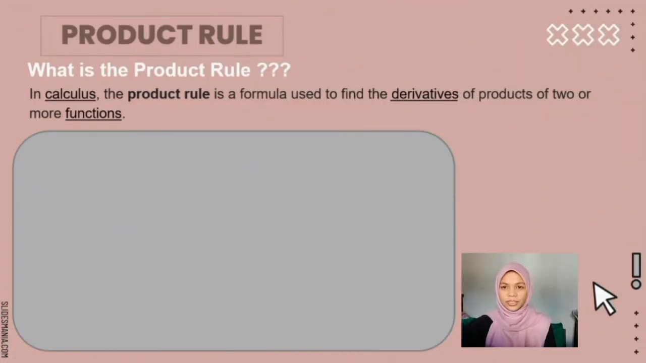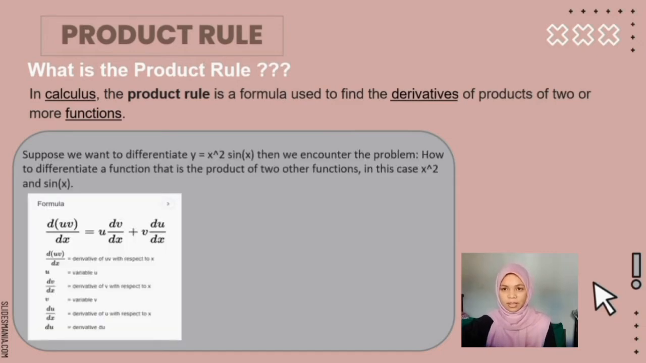Next, I will introduce the product rule. So, what is the product rule? Okay, in calculus, the product rule is a formula used to find the derivatives of products of two or more functions. Okay, let's look at an example and how to solve it. Suppose we want to differentiate y equals x to the power of 2 sine x. Then we encounter the problem of how to differentiate a function that is the product of two other functions.